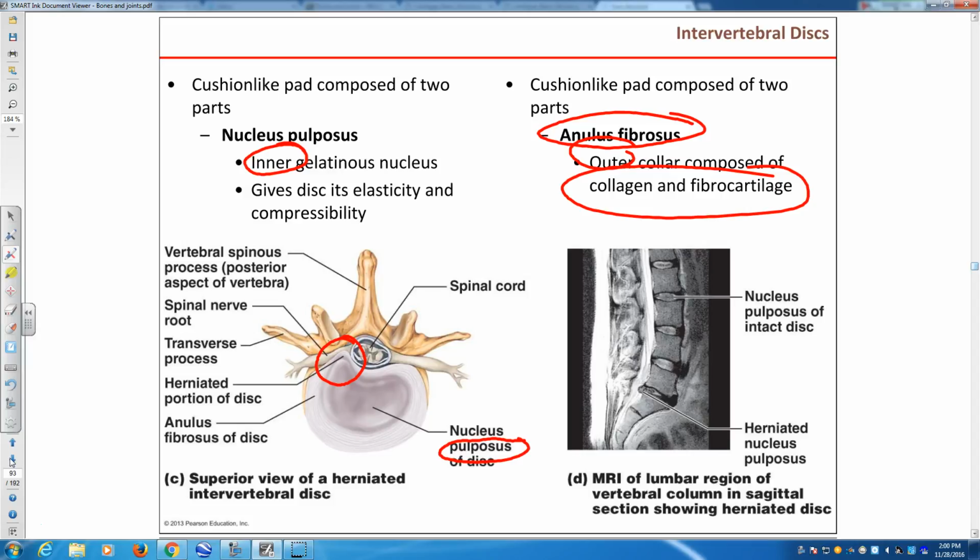How would you fix a herniated disc? By surgery? Surgery, yes. Surgically fixed. I don't know the exact details, don't know the material. I cannot tell you about this, but I definitely know it is a surgery.